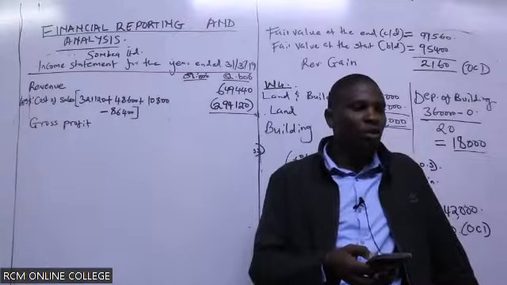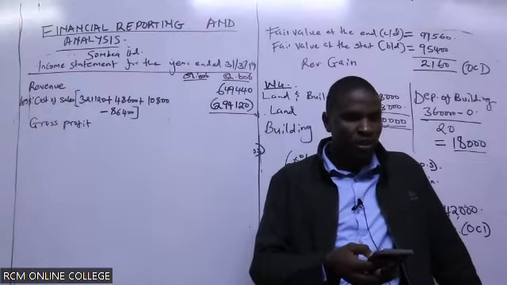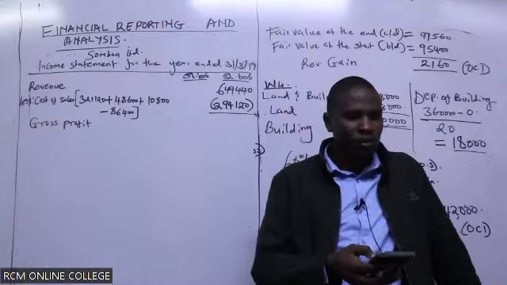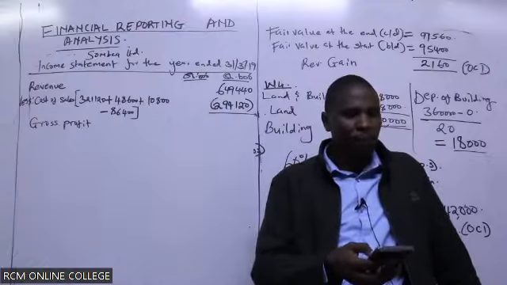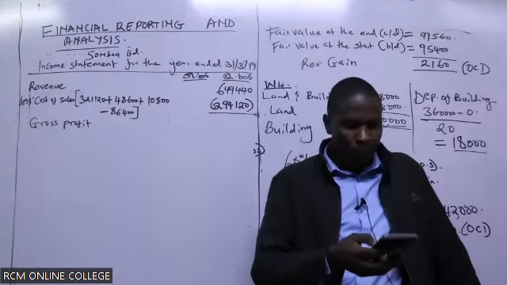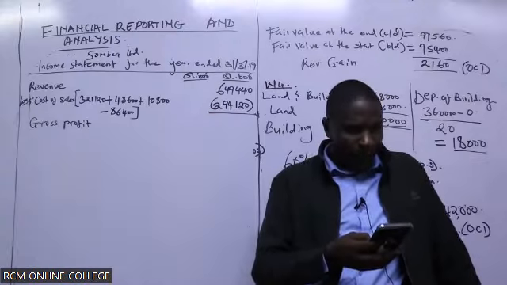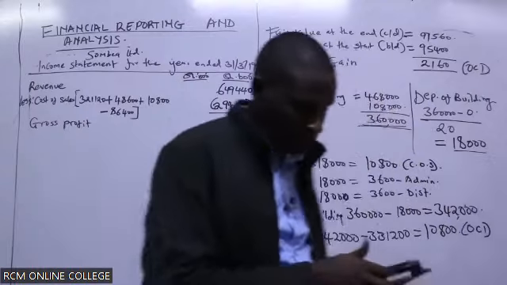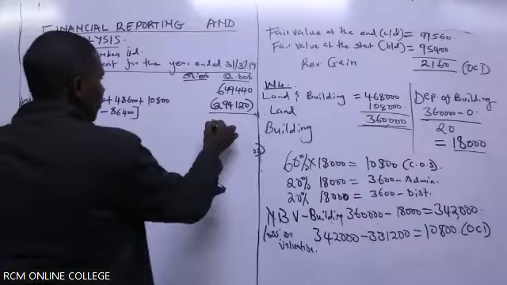Right. What is our gross profit? What is our gross profit now? 355, 320. People are getting 355, 320.